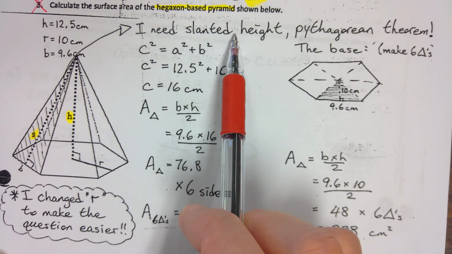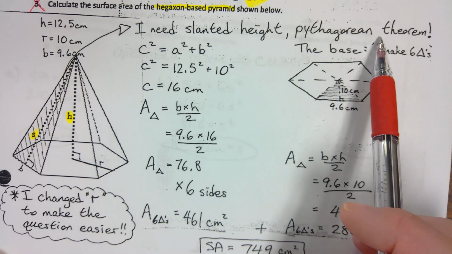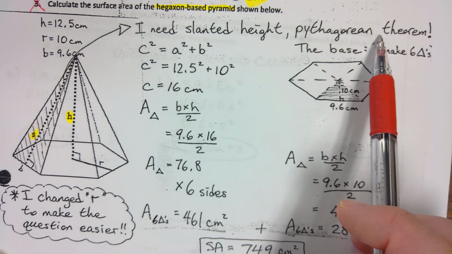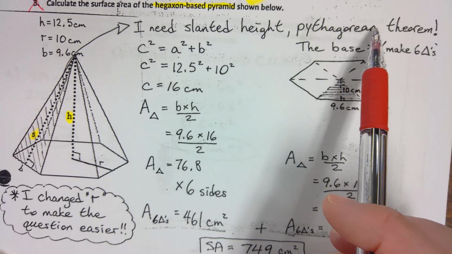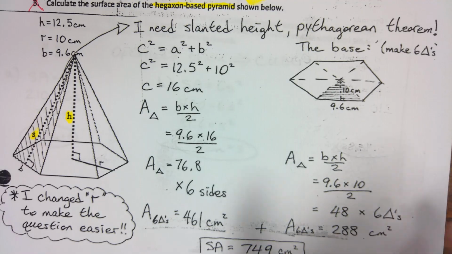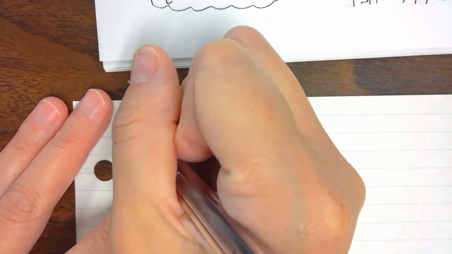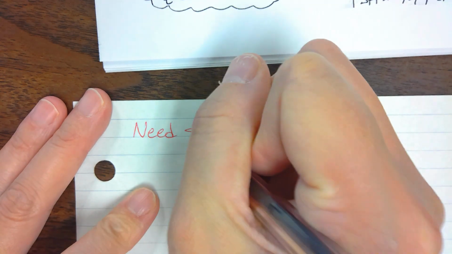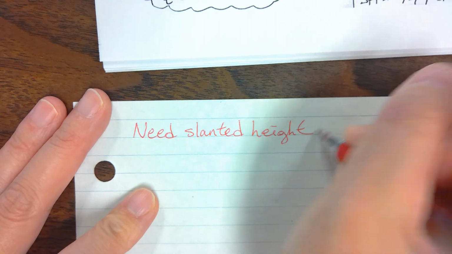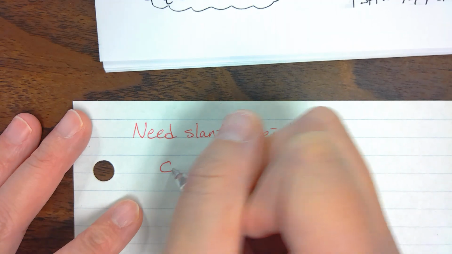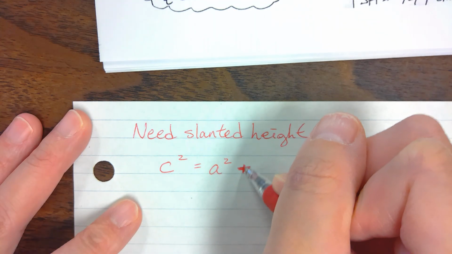Okay, so when I need the slanted height again, if I don't know a length, I think well, that wasn't the first time you heard that. Okay, so whenever you don't know a length, you're always doing Pythagorean. Now, I want to give you guys something easy to remember. So if I need slanted height, I'm doing the C equals A squared plus B squared.